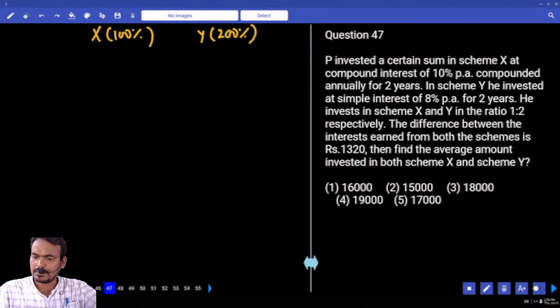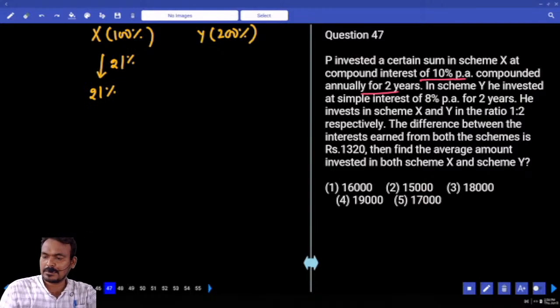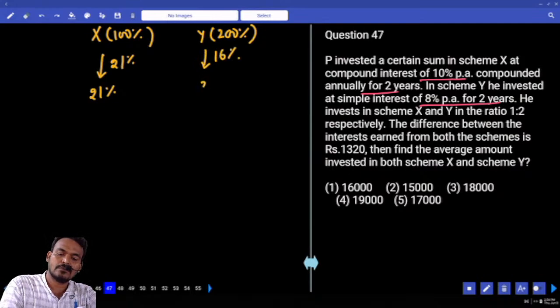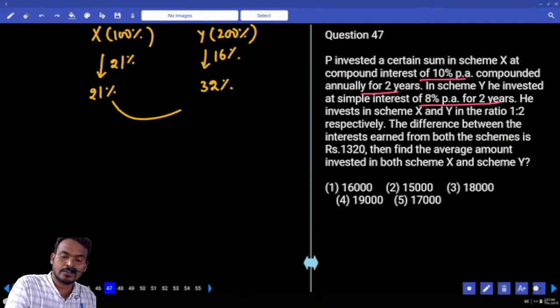Okay. First scheme X, what is the first one? 10% for 2 years. What is the compound interest? 21. 21% of 100%, 21%. Next, second one, 8% for 2 years. Simple interest means 16%. 16% of 200, 32%. One is 21%, another one 32%. What is the difference value? 11%. That is equal to how many rupees?